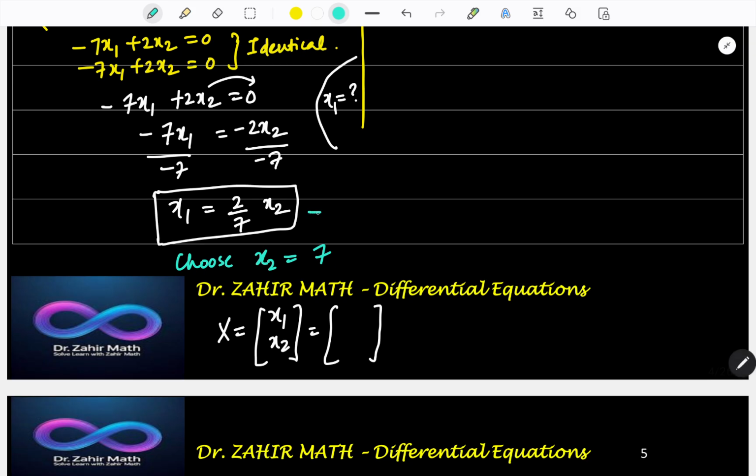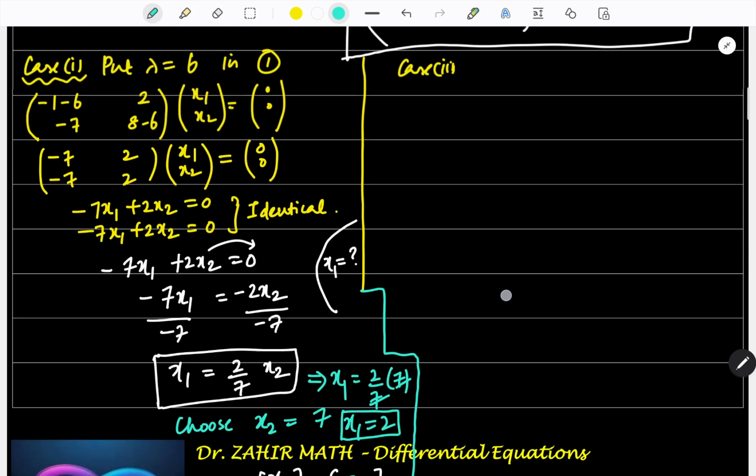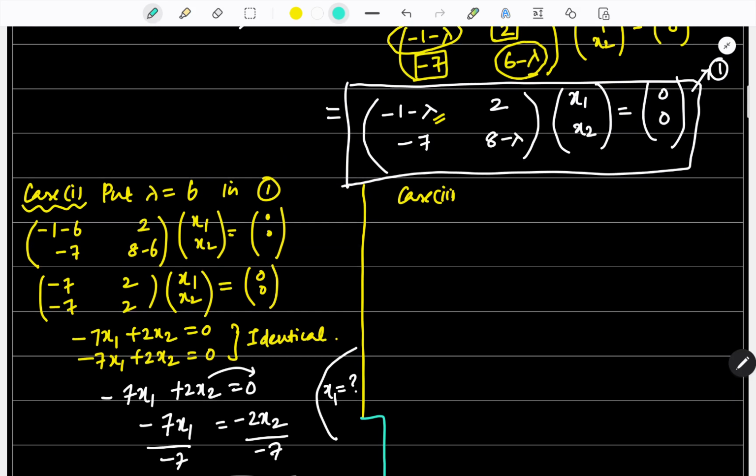So if I choose x2 is equal to 7, what happens to my x1? 2 by 7 times 7, so you get 7. So x1 is equal to, I get 2, and x2 is equal to 7. So this is your first eigenvector. Clear all of you? Very easy. Let's go to case 2.